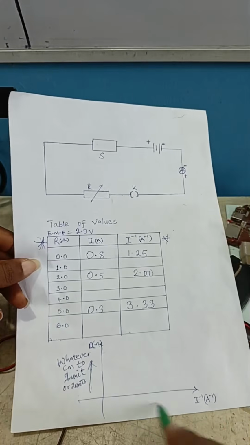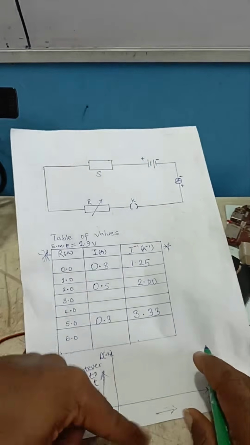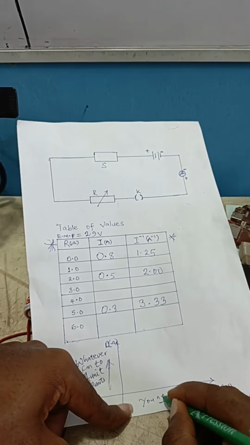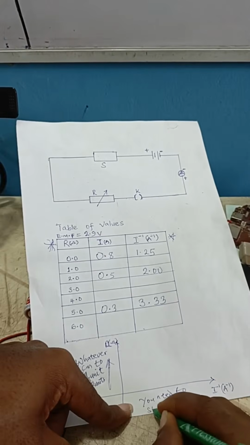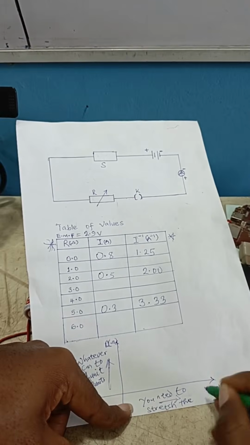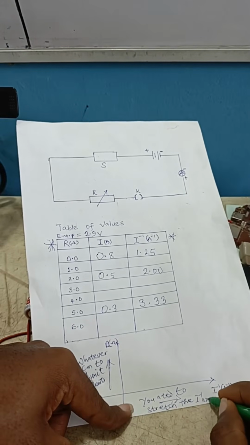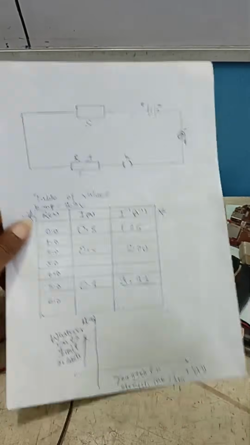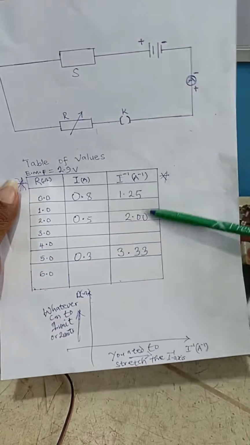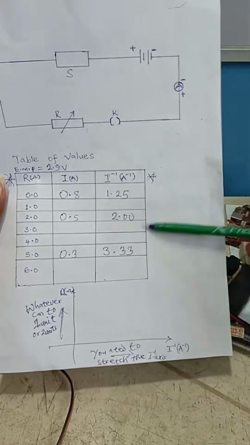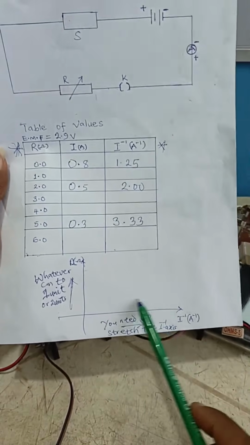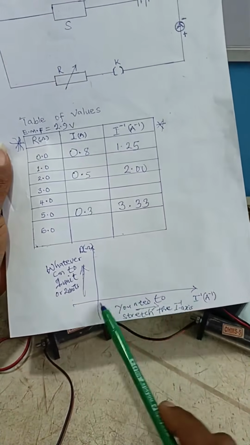Then if you come here, see this axis, you will need to stretch this axis. You need to stretch the I inverse axis. I told you the reason. These values you have here, they are clustered. They are quite close together. So you might have to stretch this horizontal axis if care is not taken. But whatever you get in the laboratory, let it guide you. I'm just telling you, you might have to stretch this.